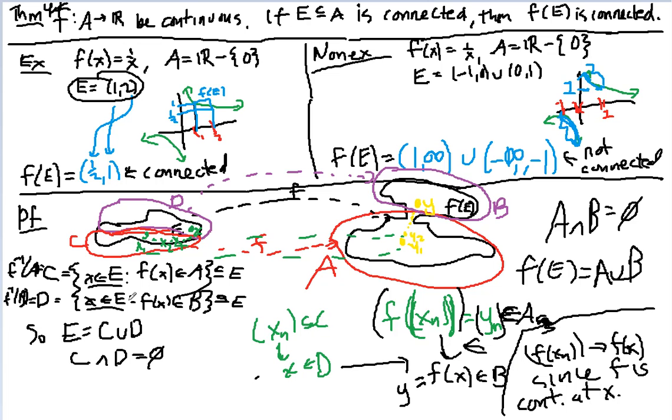And of course, if the sequence x_n were actually in D instead of C, well then it just switches and you get f of x_n belongs entirely within B, but f of x is in A, so it can go either way.